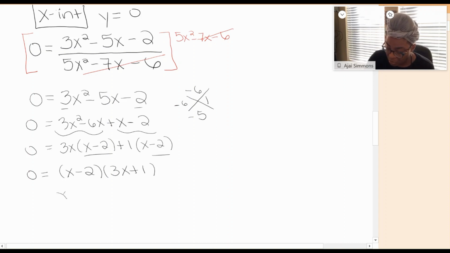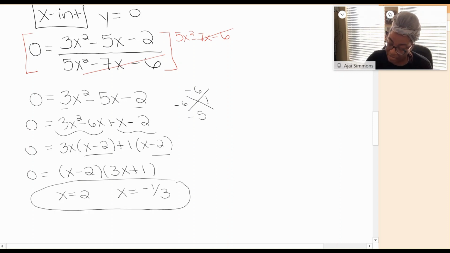So I set each one of these equal to 0. I get x is equal to 2. And then this one will be x is equal to negative 1/3. So these are your two x-intercepts.